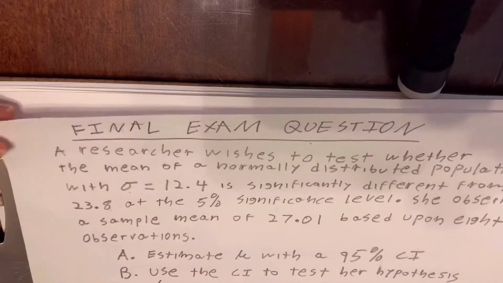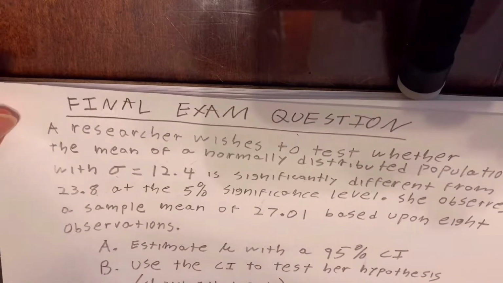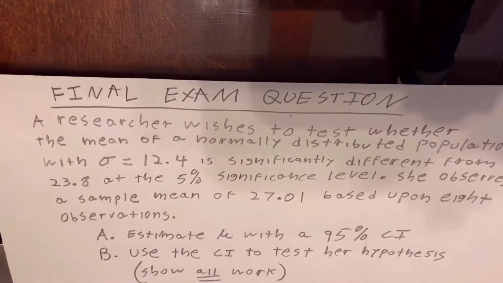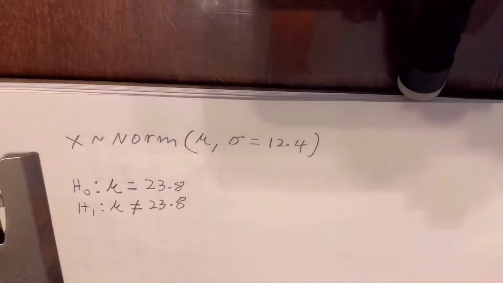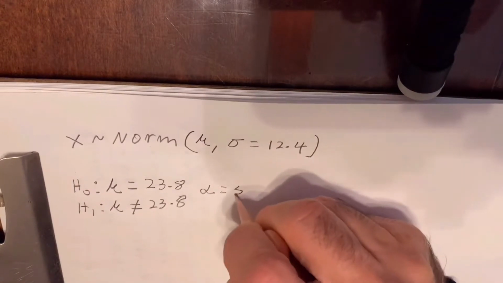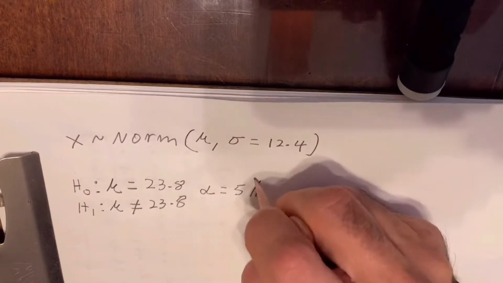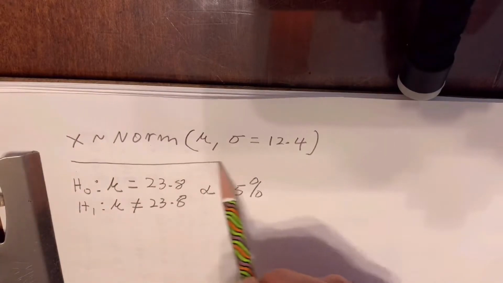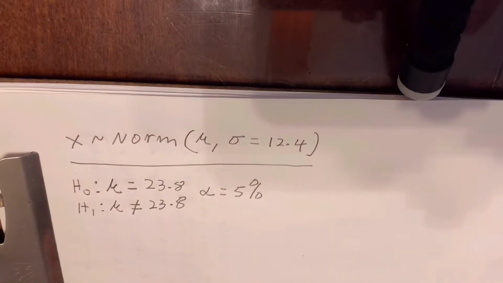And then it says at the 5% significance level. So since we're doing this at the 5% significance level, we are going to write down alpha equals 5%. It's always a good idea when you might want partial credit if you mess up to put the alpha somewhat close to the hypotheses, so your professor knows that you know this significance level deals with this hypothesis test.